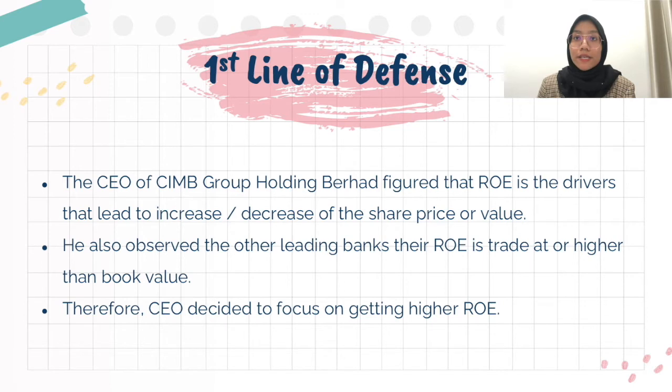The CEO of CIMB Group Holdings Berhad, Dato' Abdul Rahman Ahmad, figured that ROE is the driver that leads to the increase or decrease of the share price or the value. He also observed that other leading banks which trade above book value have an ROE that is at or higher than book value. So therefore, the CEO of the company decided to focus on getting a higher ROE.